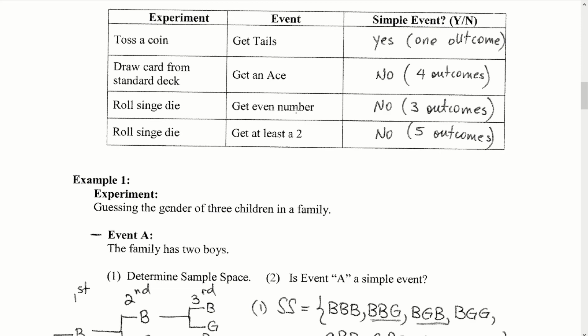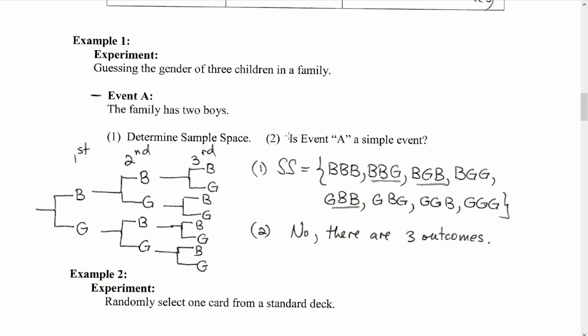The event of getting an even number would not be simple either, because we could get either the 2, the 4, or the 6. That would make the event occur, but in particular we see that event can happen in many ways. And then lastly, if we look at the event of getting at least a 2, at least a 2 means 2 or more. That would include 2, 3, 4, 5, up to 6 on the die. So that would not be a simple event either.